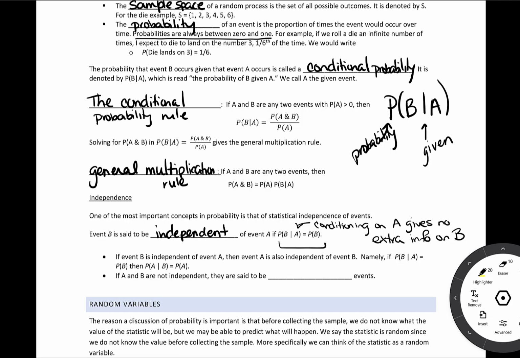So if event B is independent of A, then event A is also independent of event B. And then if they're not independent, they are said to be dependent. So again, that's just a little bit of an overview of some different probability rules. Don't worry too much about it if you haven't seen these before. I just want to have these out there so they have at least been mentioned, and then we can come back to them as we need them throughout the course.